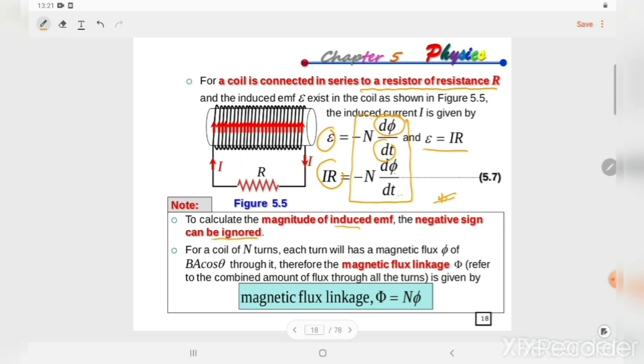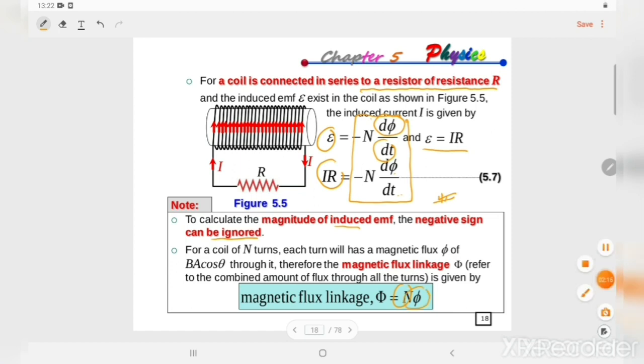And for a coil of N turns, each turn has a magnetic flux of BA cos theta. Therefore, the magnetic flux linkage, or the total combined amount of magnetic flux for all the turns, we can calculate by using the magnetic flux linkage equal to N, the number of turns, times the magnetic flux for each turn.